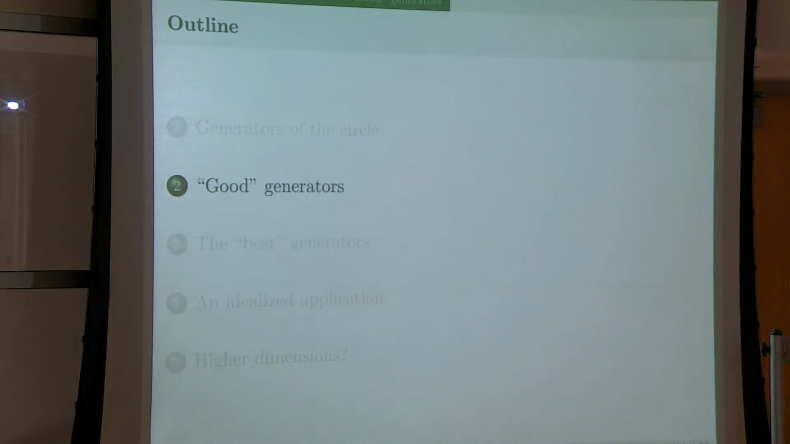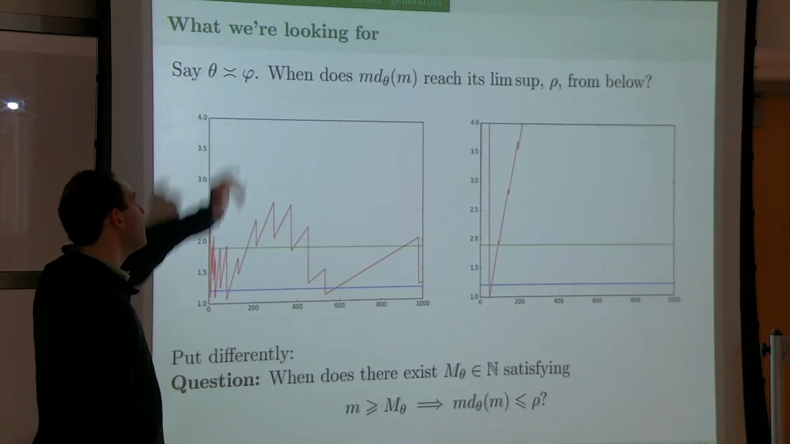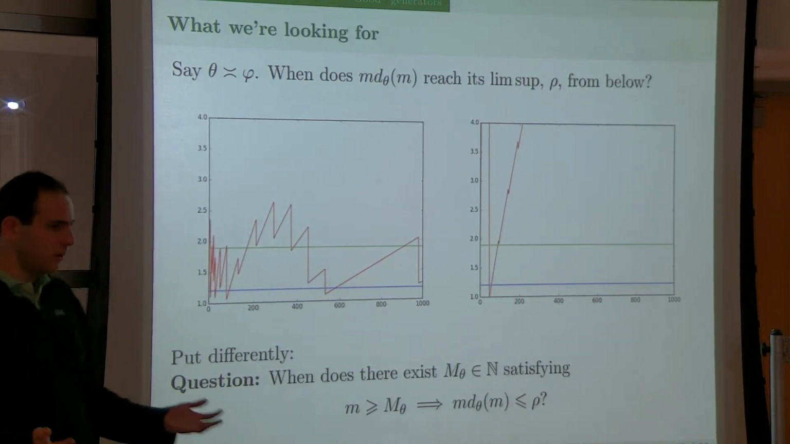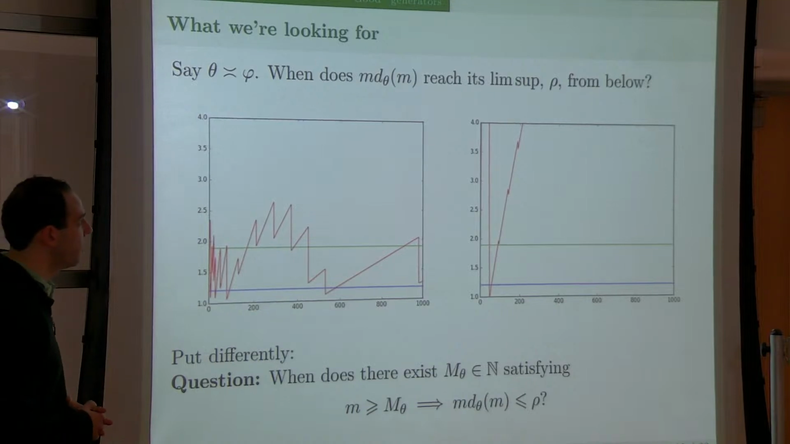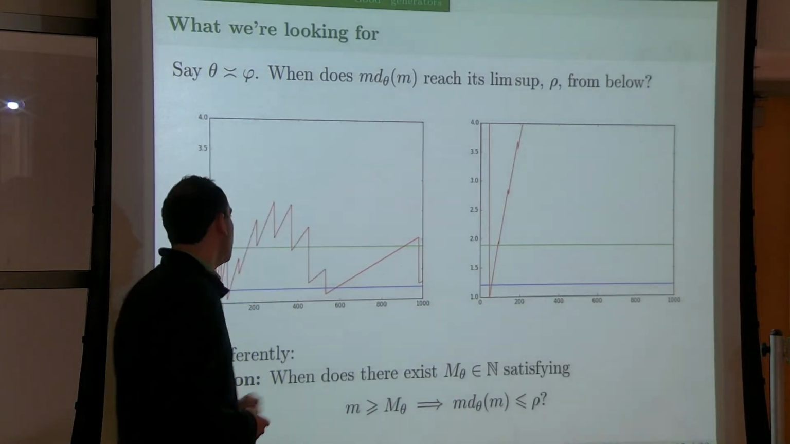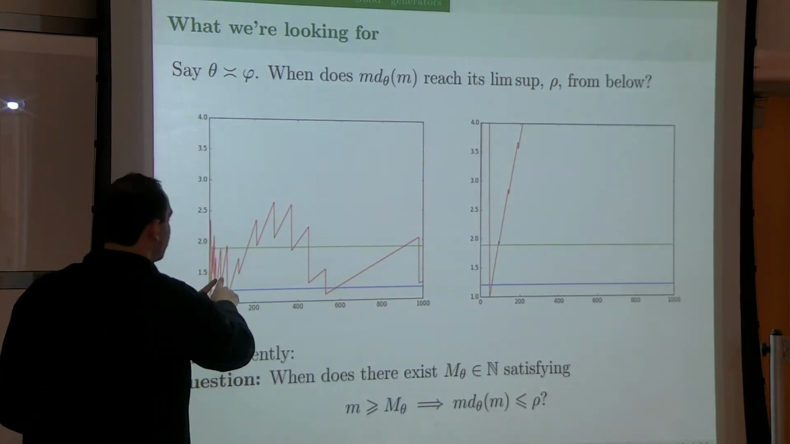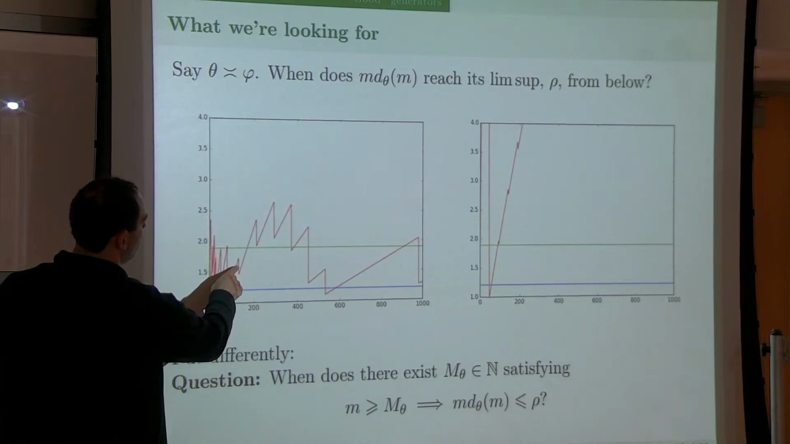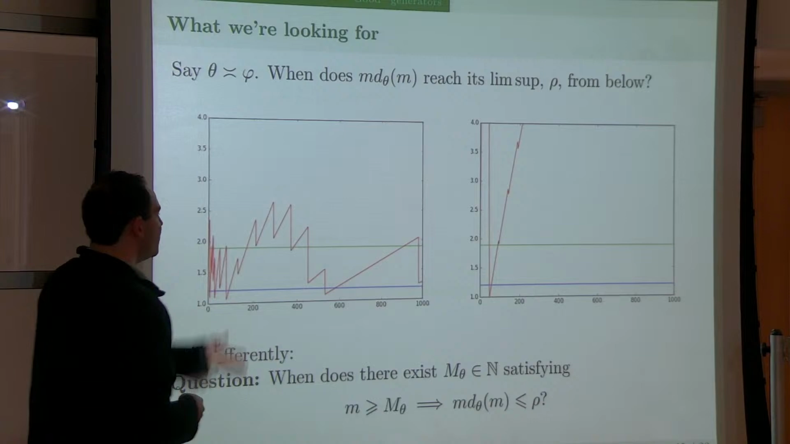So now I'm going to talk about a proposition about what good generators are and what they mean. So suppose we're starting with, again, something in the equivalence class, because this is already what we want. This is a set of PG fractions with good lim sups. Well, when does it reach rho from below? I've marked off in green the line rho. And I'm plotting here m d theta of m for each m. So this is the m axis, this is the m d theta of m axis, and this is just totally out of control.